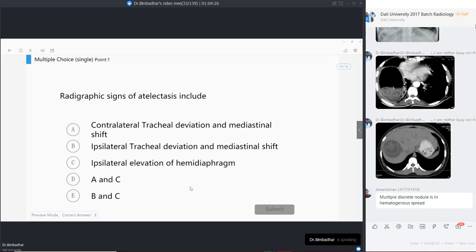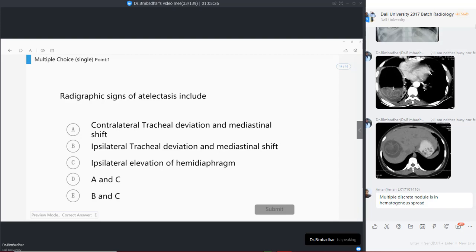So what exactly will the atelectasis show? Atelectasis will show ipsilateral tracheal deviation and mediastinal shift, and also ipsilateral elevation of the hemidiaphragm. If, let us say, the left lower lobe has collapsed, the trachea will be deviated to the left side. The whole contents of the mediastinum and the heart will also be pulled to the left side, and the left hemidiaphragm will be elevated. This is a characteristic feature of left-sided lower lobar atelectasis. So atelectasis will have ipsilateral tracheal deviation and mediastinal shift along with elevation of the ipsilateral hemidiaphragm. Contralateral tracheal deviation and mediastinal shift is a characteristic feature of pleural effusions and pneumothorax.